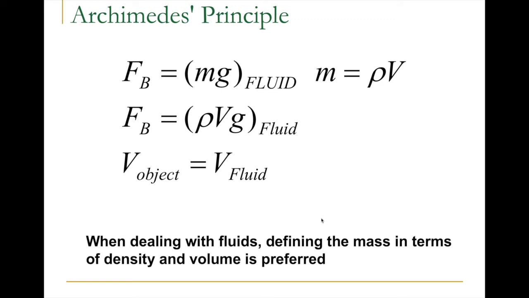We know that we're talking about the weight of the fluid. But as I said before, we don't deal with mass in terms of mass anymore. We deal with it in terms of density times the volume displaced. When we substitute that in, we get this equation of rho Vg. In this case, the volume of the object is equivalent to the volume of the fluid. So if we know the density of the fluid and we know the volume displaced because we know something about the object, we should be able to determine the buoyant force associated.